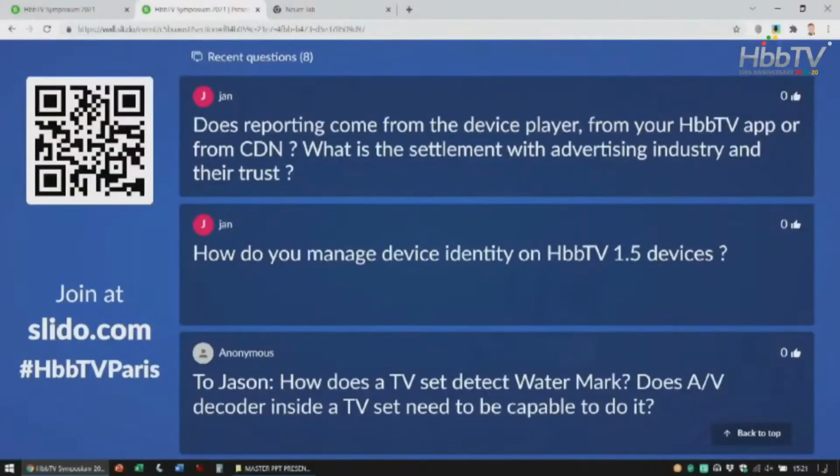If Slido, can you show the Slido questions again on the control screen here on stage? Yes, they are. Please don't move anything. We'll take them one by one, unfiltered.